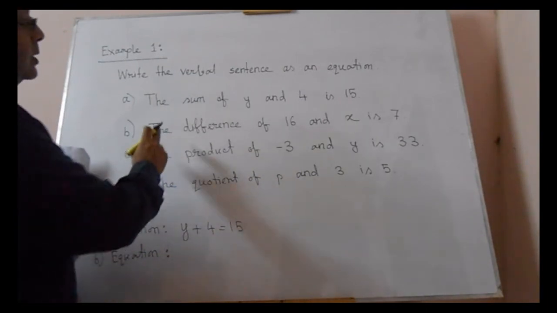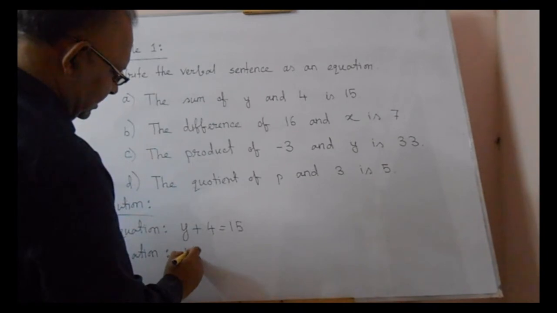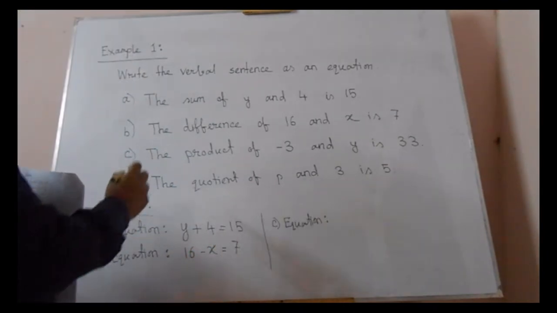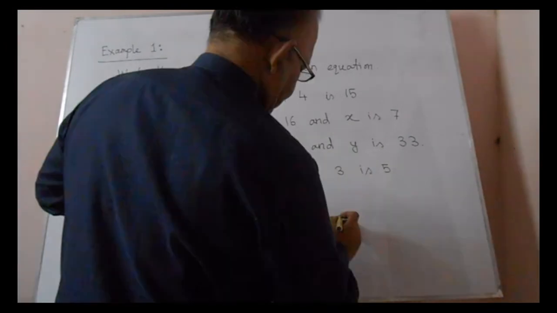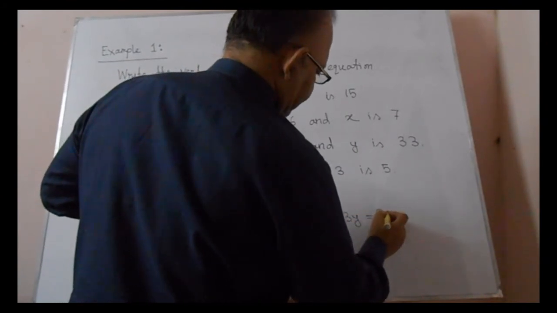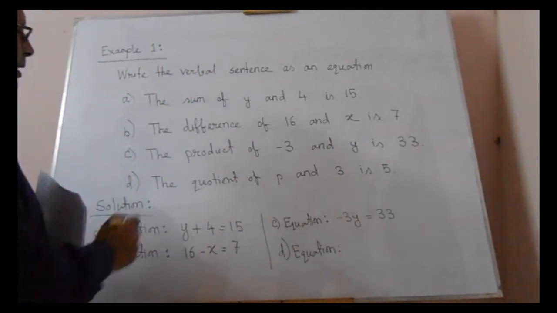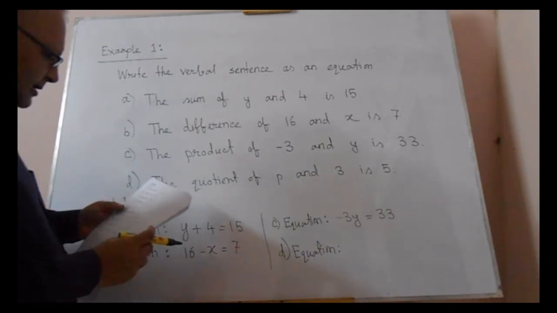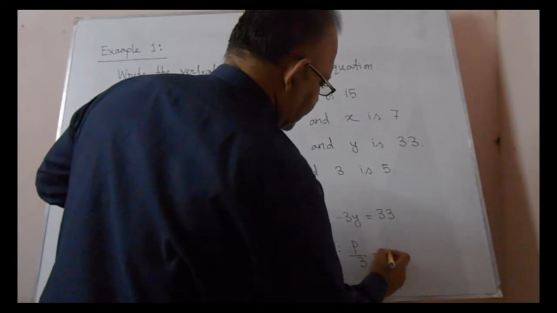For part B, we have the difference of 16 and x is 7. So 16 minus x equals 7. For part C, we have the product of negative 3 and y is 33. Product of negative 3 and y equals 33. For part D, we have the quotient of p and 3 is 5. So we can write this: p divided by 3 equals 5.